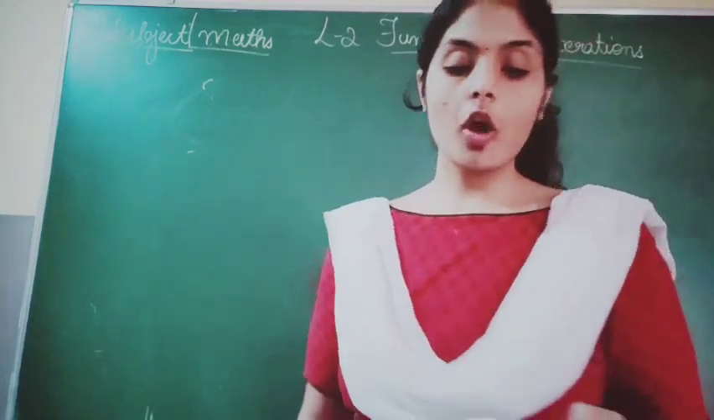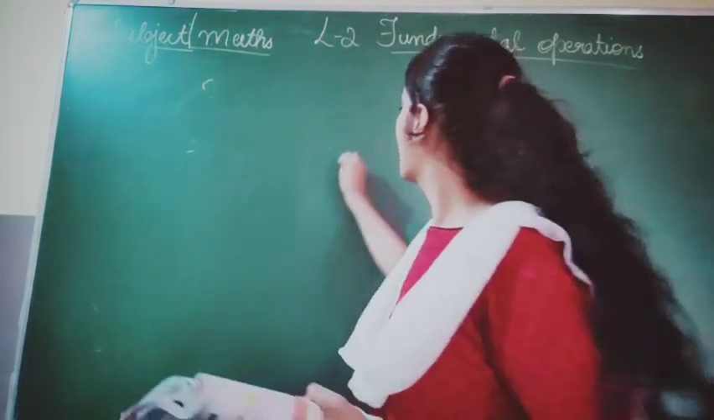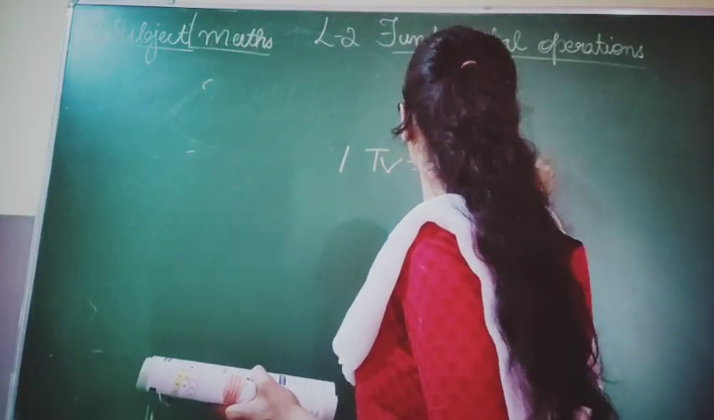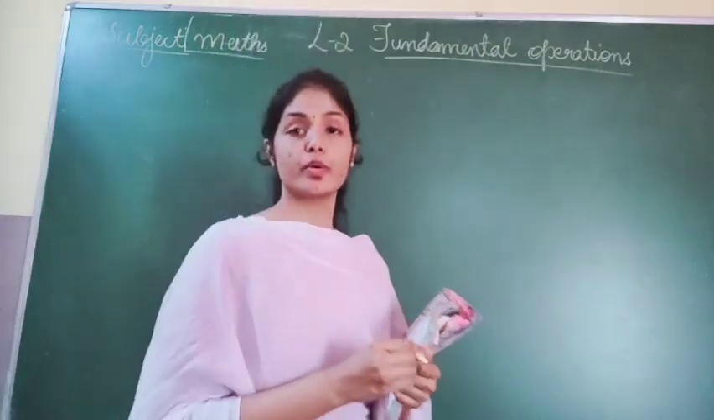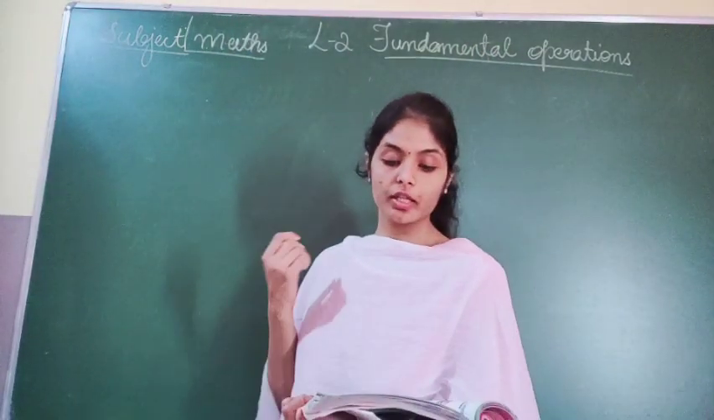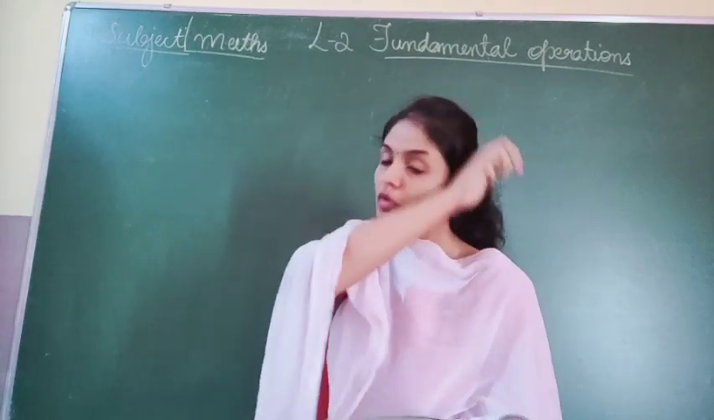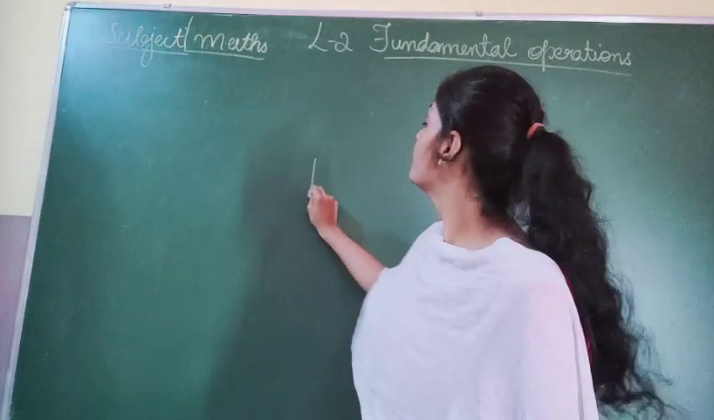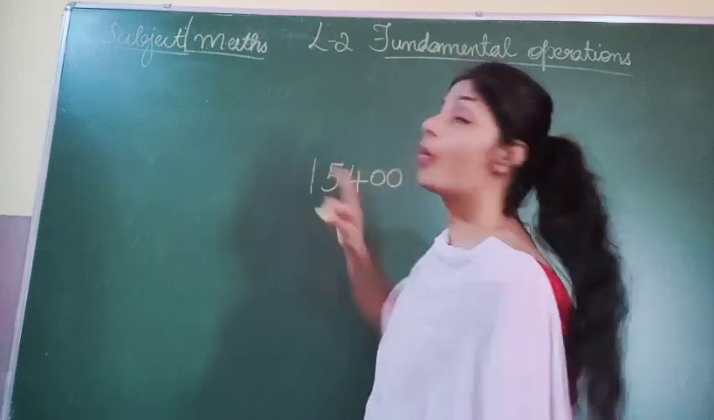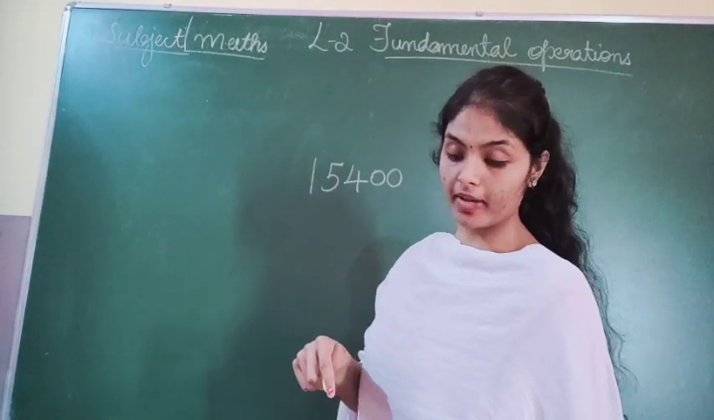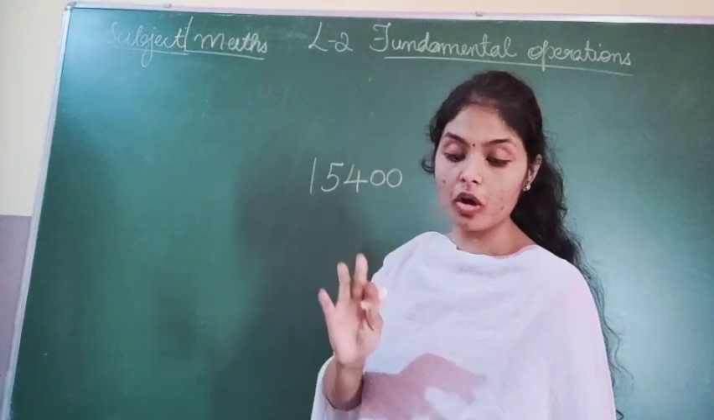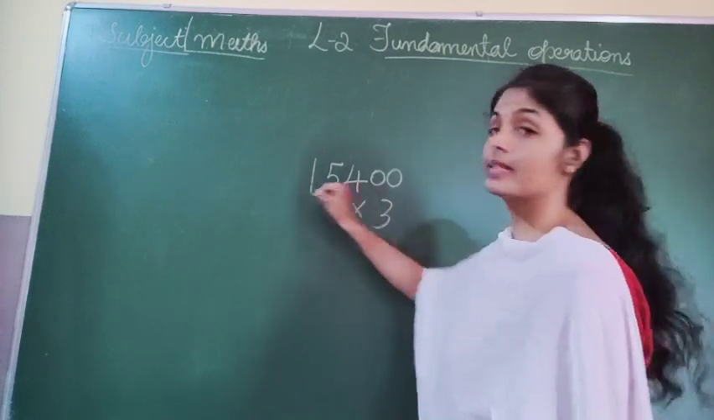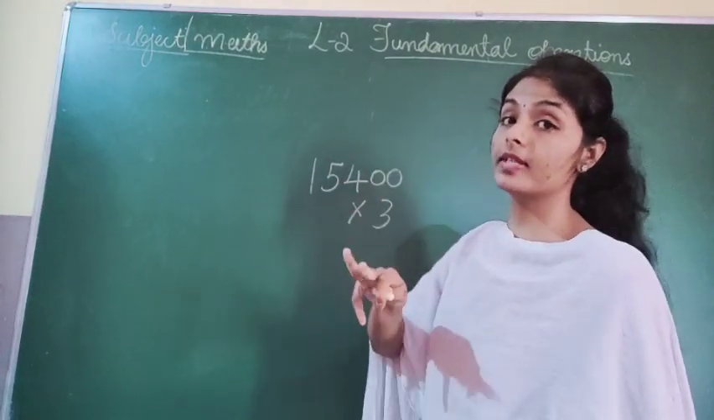See, the cost of one color TV is 15,400. Got it? Okay, children. Now we learn that the cost of one TV is 15,400. So 15,400 is one TV. And now they are asking us to find the total cost of 3 color TV sets. This one we should do into 3 because this is for 3 color TV sets.